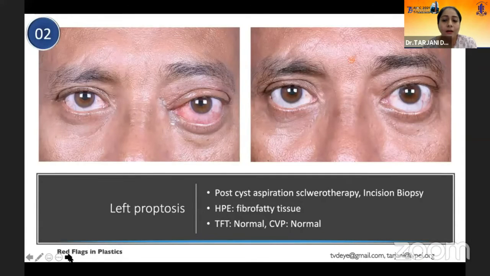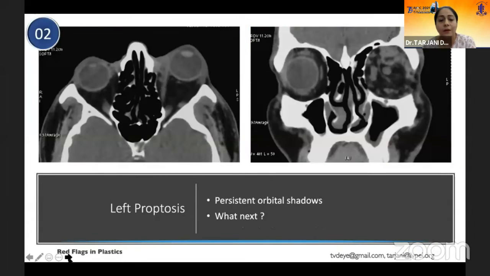And I thought in my mind that we do an open sclerotherapy where you enter the orbit, biopsy, as well as inject sclerosant into the vascular channels. That's what I did. However, histopathology only showed fibrofatty tissue. His entire collagen vascular profile and thyroid function tests were repeated, and they were again normal. And this is how he looked after the intervention that we performed, with the residual proptosis. So I asked for another scan, and I saw these persistent orbital shadows there.